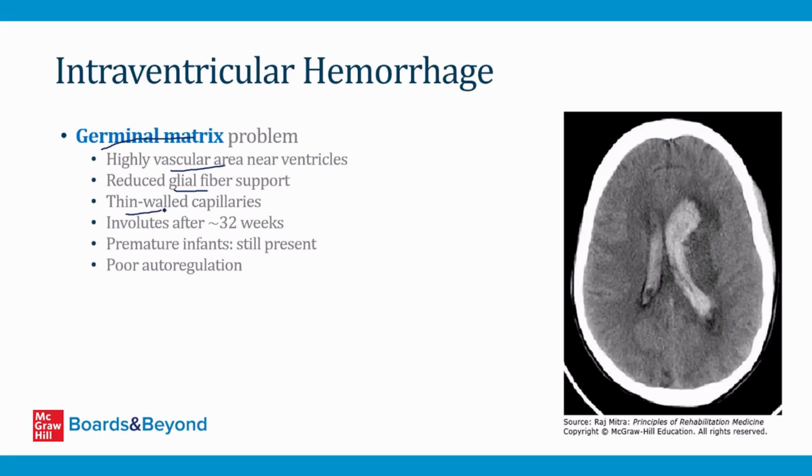Now, this area of the brain usually involutes by about 32 weeks, but in premature infants, it can still be present. In a full-term baby, it would have completely involuted and gone, but it's still present in babies born very prematurely, especially before 32 weeks. And this region of the brain has very poor autoregulation. It's got friable vessel walls, and so it's very prone to rupture and bleeding. And when that happens, the blood is going to flow into the lateral ventricles.